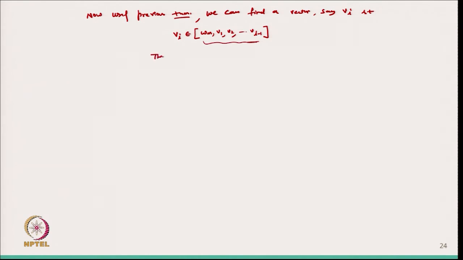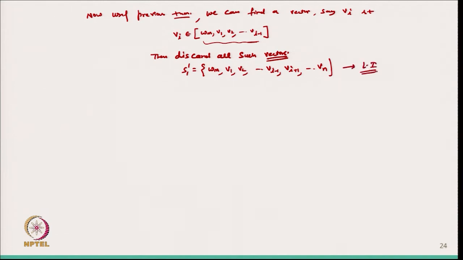Okay. Then discard all such vectors. At least one vector will be there which is a linear combination of the previous ones. We remove that one and then continue for the whole set, and we remove all the vectors which are making this linearly dependent. So, we discard all such vectors and call the result S1 dash. So, S1 dash is Wm, v1, v2, up to vi minus 1, vi plus 1, and so on. So, definitely this is linearly independent. Okay, so we are done till here.